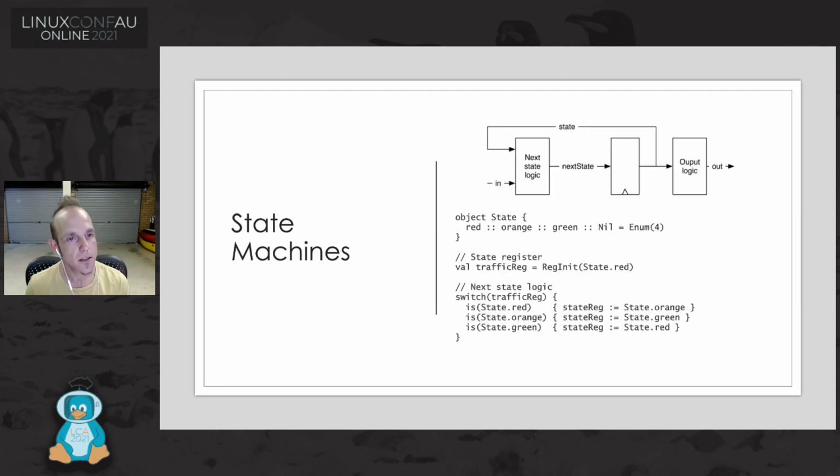State machines are another one. So here we've got a traffic light. So it goes from red to orange to green. So we define the states. We have a register that stores the current state of the traffic light. And then depending on the previous state, we update to the next state. So when the traffic light's red, we go to orange and so forth.